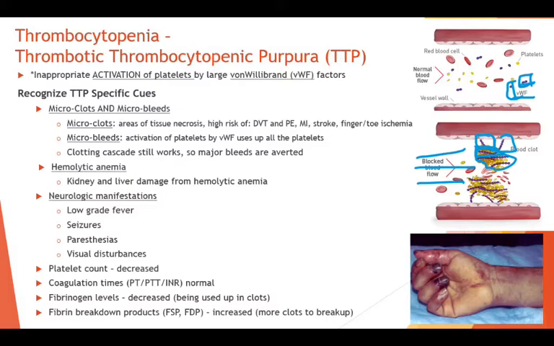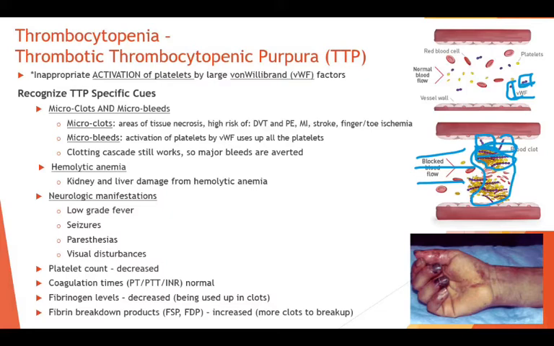So anyway, blood is flowed. So the clotting cascade still works. This does not affect the clotting cascade. It only uses up platelets. It activates and uses up platelets. So you get microbleeds because of lack of platelets. So you get clogging in certain areas of the vessel, and you have blocked blood flow that causes ischemia.